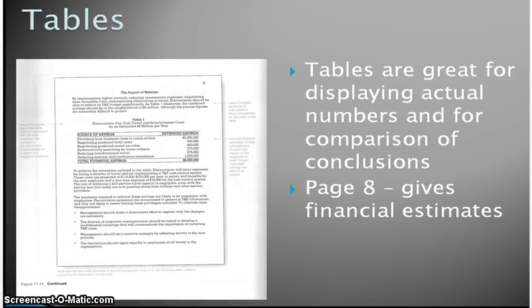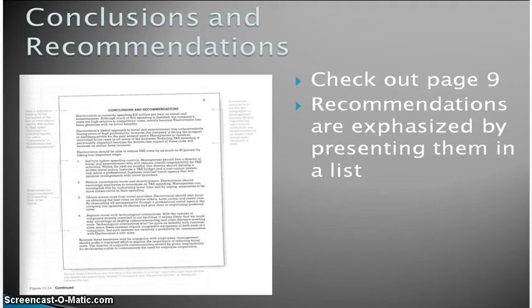Okay, tables are great for displaying actual numbers or for comparison of conclusions. Here it gives some financial estimates. It's great when you need to show exact numbers, because you can't get that from a graph. If you look at that bar graph, you can estimate, oh, it looks about 888,000, but I'm not sure unless I have the actual numbers, and then I would use a table.